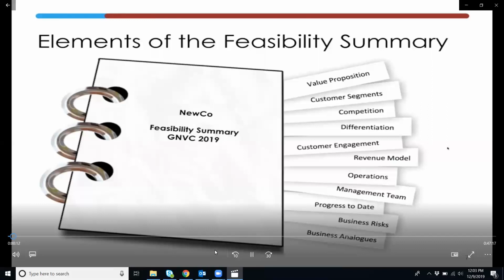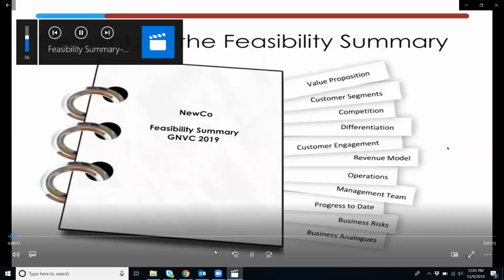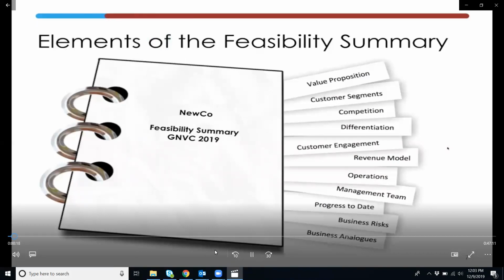The feasibility summary that you would use to apply for any one of our New Venture Challenge tracks, whether it's the Global New Venture Challenge, the New Venture Challenge, the College New Venture Challenge, or our new Alumni New Venture Challenge.